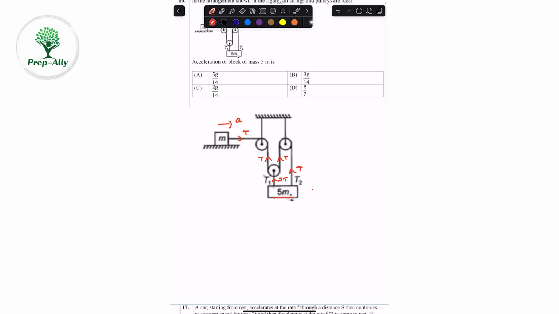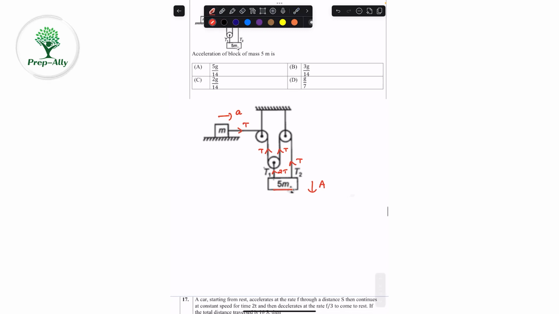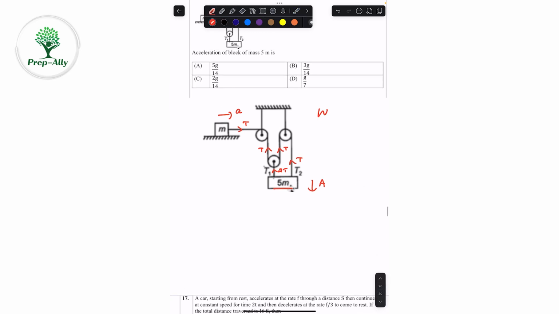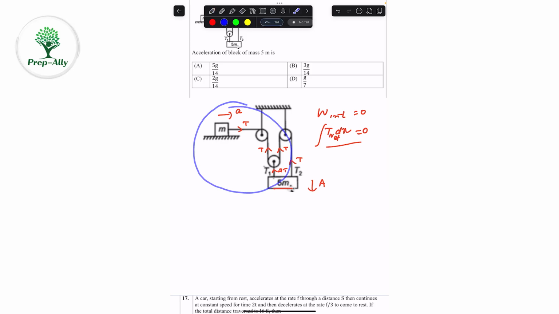Acceleration of these blocks I am saying is, for this it is acceleration a forward, and for this it is acceleration capital A down. We know tension is an internal force, so work done by internal force is 0. That means whatever T net dx integration we are talking, it has to be 0 for the system. Here this is the system, by the way.